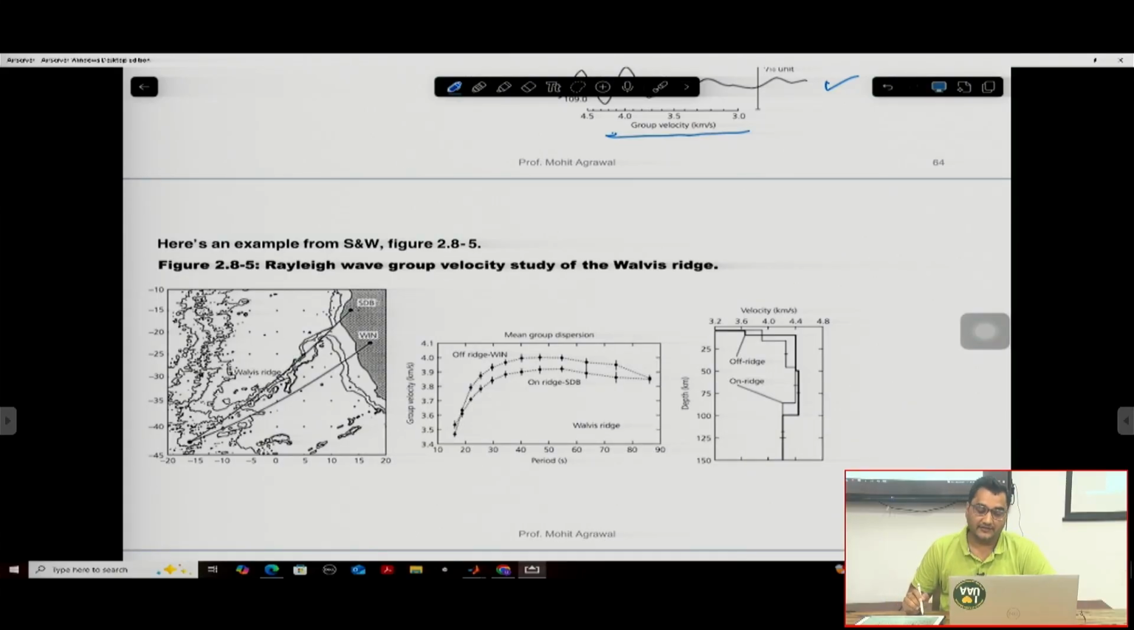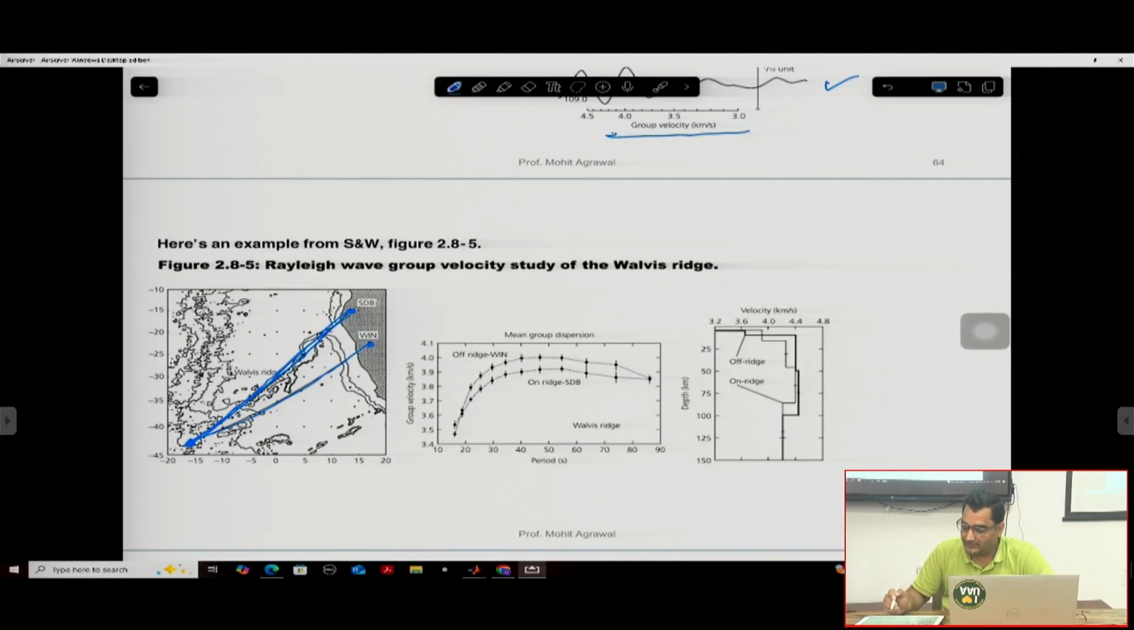So now look at this example. This is the ridge here in the mid-Atlantic region, and there is some earthquake that happened at this particular point, and there is this particular station which has recorded the earthquake. Okay, so the rays will pass through exactly over the ridge region, and there is another station with the station code WIN, and the rays will pass through like this. Okay, that is off the ridge, and there is one path which is on the ridge.